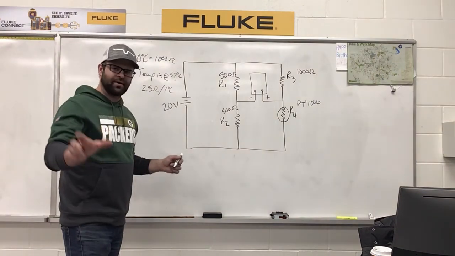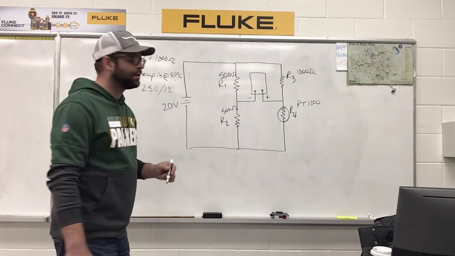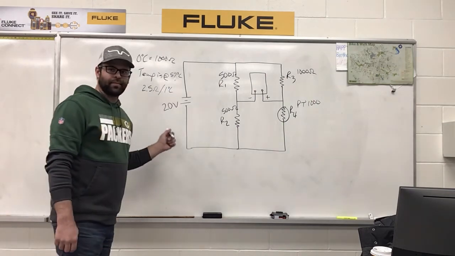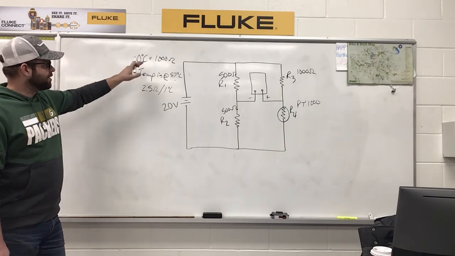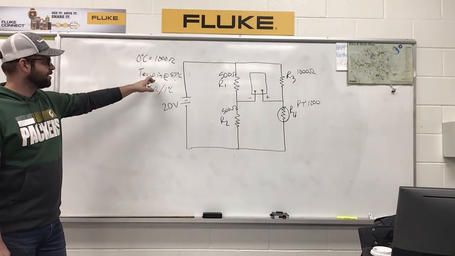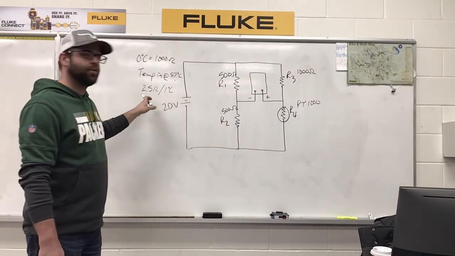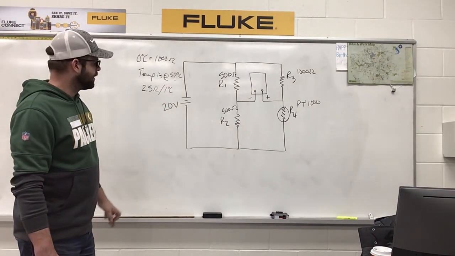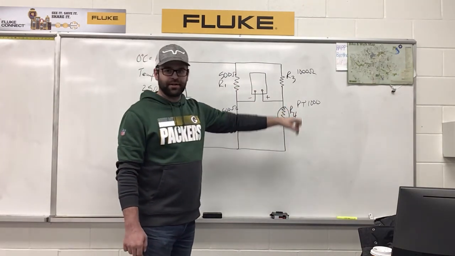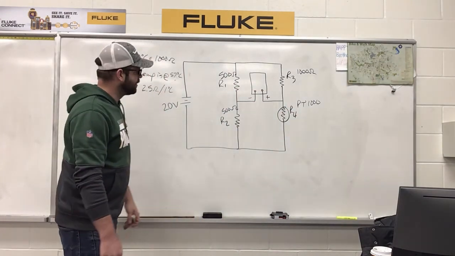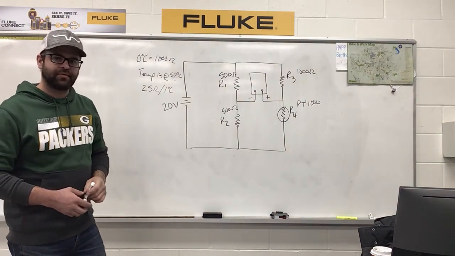Sorry, I don't know if that's gonna show up. I had a little power on my iPad. But if you can go through and figure that one out. 0 degrees, 1000 ohms. Temp is at 57 degrees Celsius, 2.5 ohms per degree. And we've got 20 volts, 500, 500, 1000, and PT 1000. Go through and bang that one out, and you shouldn't have an issue on the test.